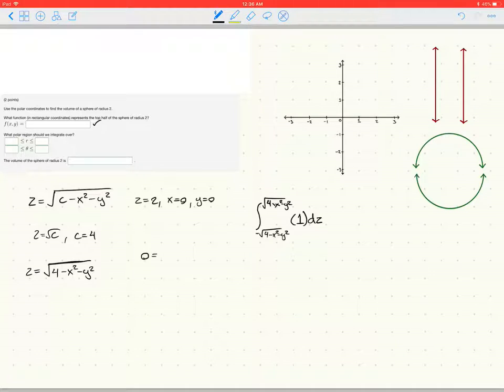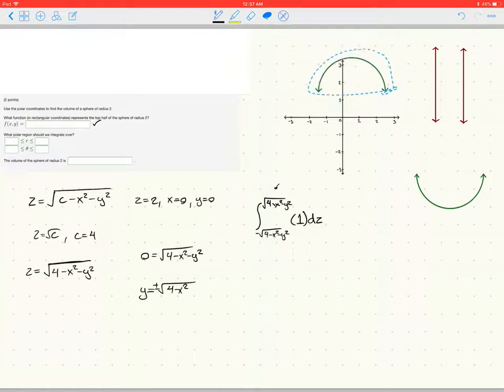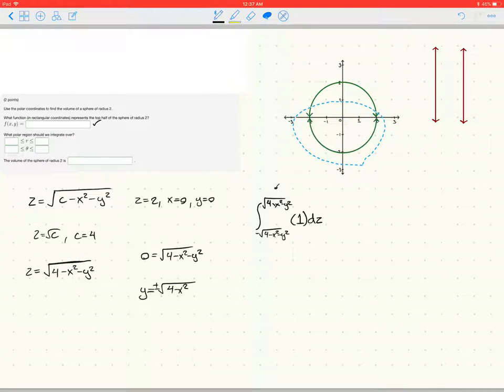So to find the next part, since we know it's going to be the plane of z equals 0, we're going to use the simplest function, and it's just going to be the positive square root of 4 minus x squared minus y squared. And then simplifying, we get y equals the square root of 4 minus x squared. And that's plus or minus. So we can see that here, this is the positive square root of 4 minus x squared. And here's the negative.